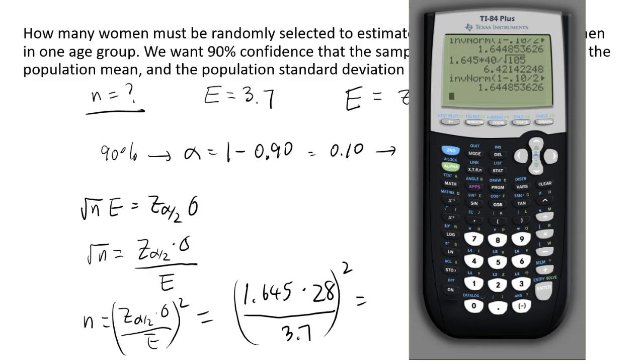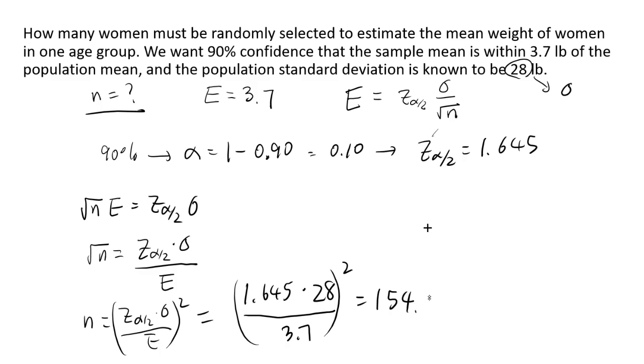First parenthesis, because we need to square the entire thing. 1.645 times 28 divided by 3.7, and now close the parenthesis and you square it, and then you enter, and that's 154.96. So you get the value 154.96, and any decimal value you have, you always have to round up. So you round up to give you 155.